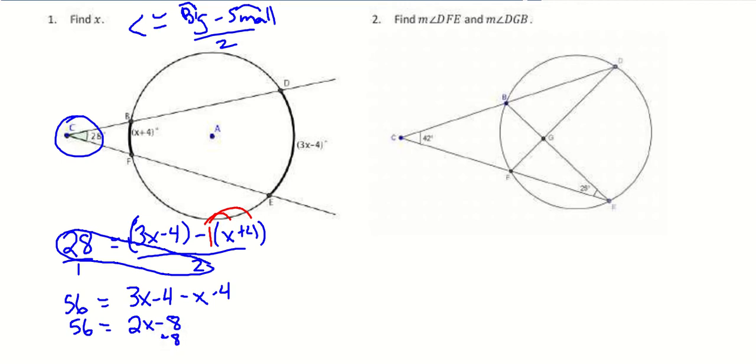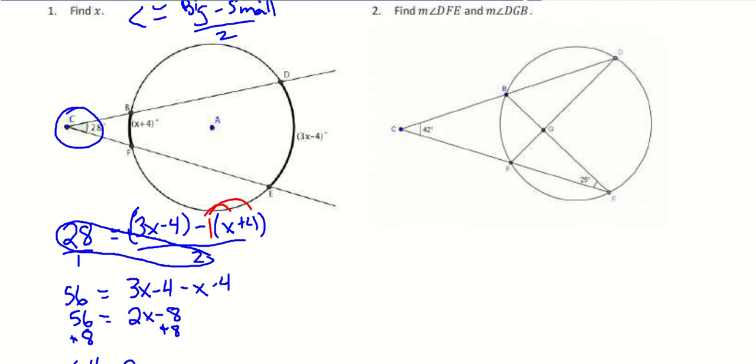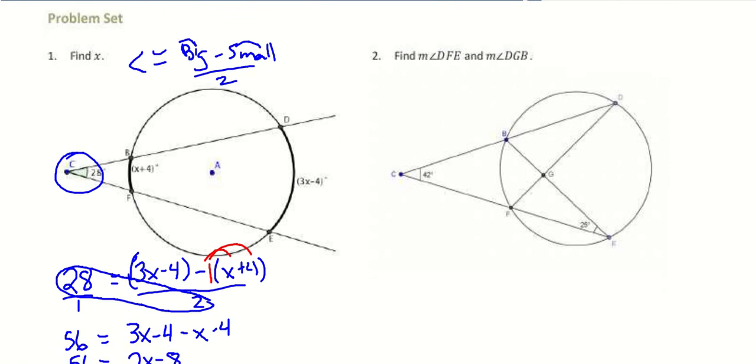I'm going to move that 8 over first by adding it. So I'm going to get 64 is equal to 2x, and divide by 2 to get 32. Now I'm showing every step along the way here, so if you shorten it down a little bit, that's okay.